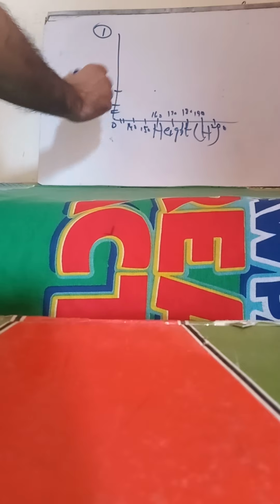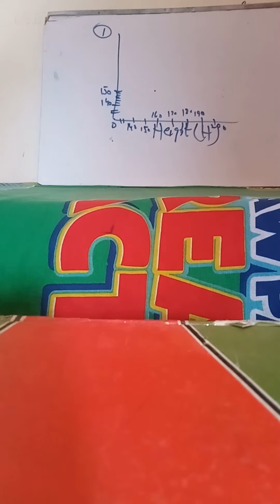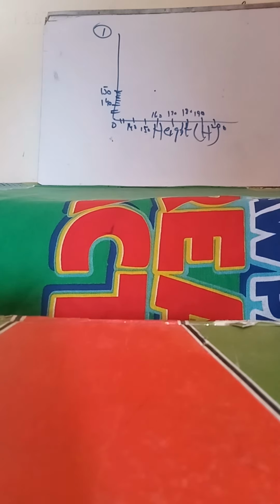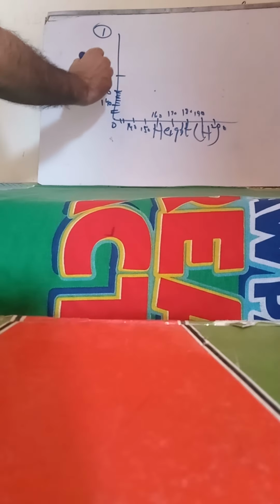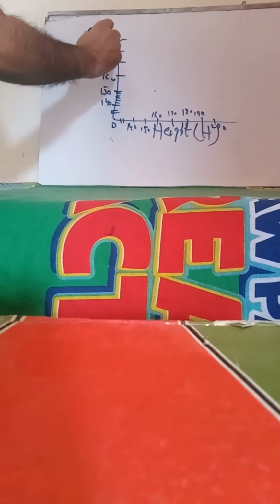Then each of the big divisions, you can see how many small squares there are: 10 small squares. It means each small square on the graph is showing one. Okay. Now we are moving 140, 150, 160, 170, 180, and 190. Okay.